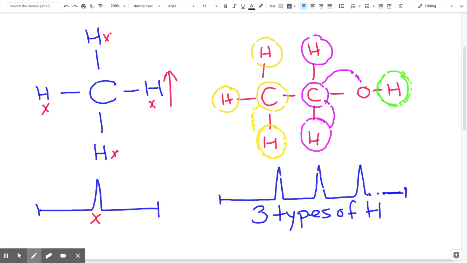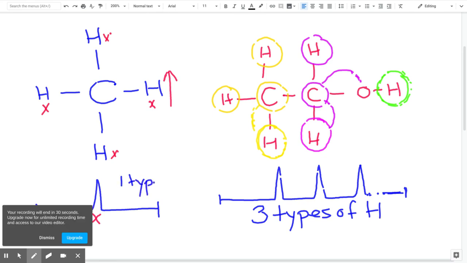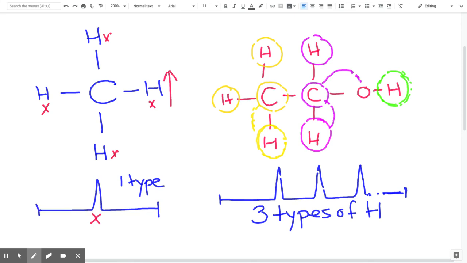But this is what's called a low resolution spectrum, and low resolution spectra can be used to identify the presence of different types of hydrogen. So in the first spectrum, methane, there is 1 type of proton. In the second spectrum, there are 3 types of proton. That's all I want at this stage for this one. We'll make it more complicated again. A few more times we'll make it more complicated, but we'll move forward.